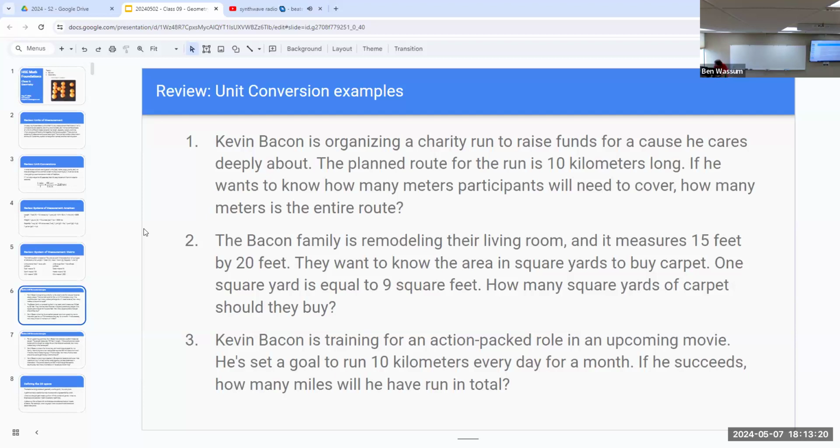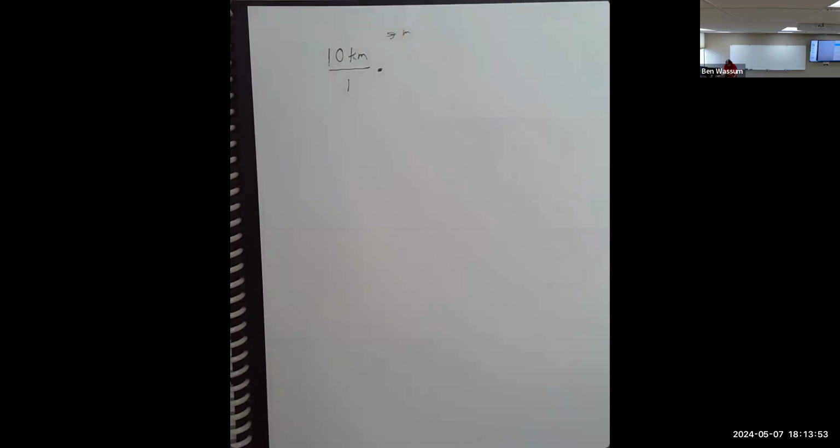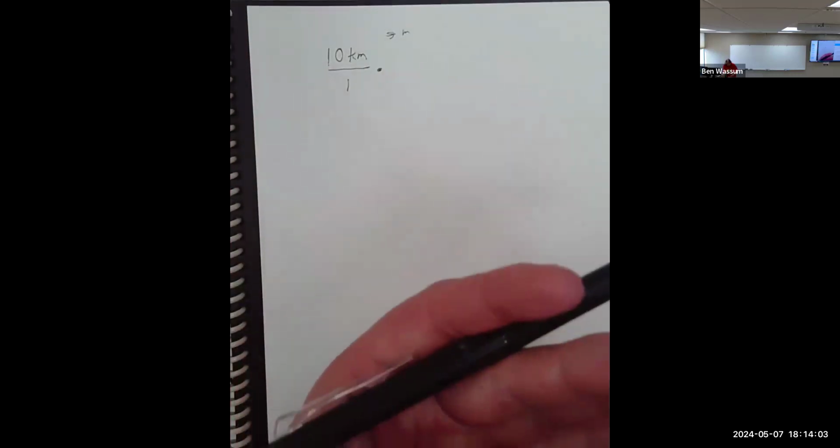So it says the planned route for the run is 10 kilometers long. If he wants to know how many meters participants will need to cover, how many meters is the entire run? So we got 10 kilometers, and we're converting that into meters. So a kilometer, that's a large unit, right? You'll see kilometers on mileage gauges on your car, right? So obviously that's one of the larger units.